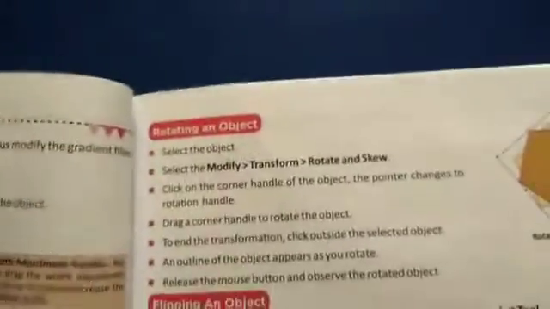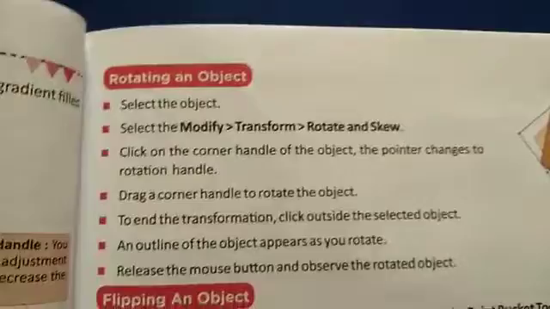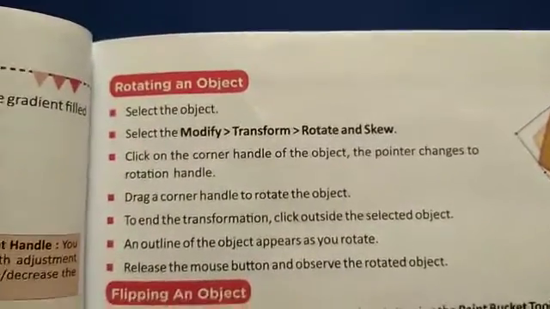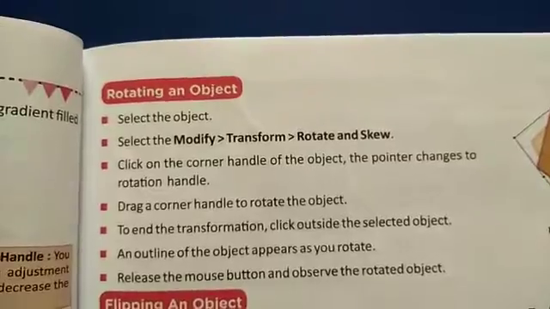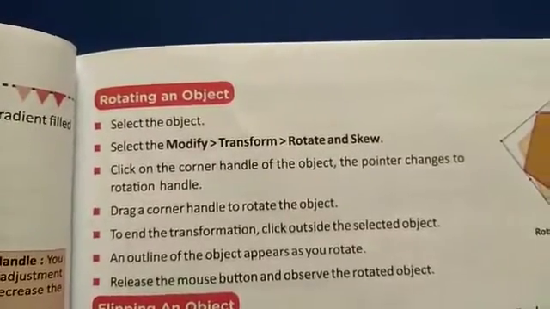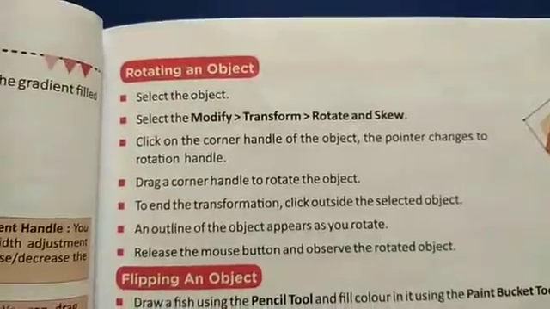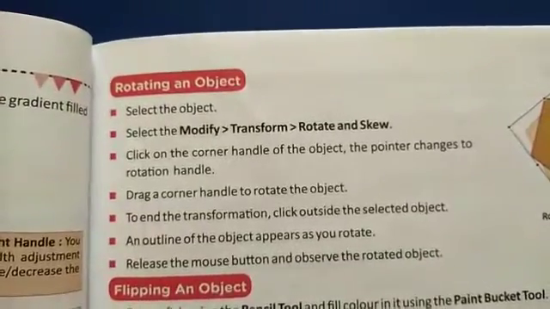Now rotating the object, you can easily rotate the object. Images also you can rotate, which is there in your phone. Now how to use it in this system in Flash? Rotating object: at first you have to select the object, then select Modify, Transform, Rotate and Skew. Just select this option.